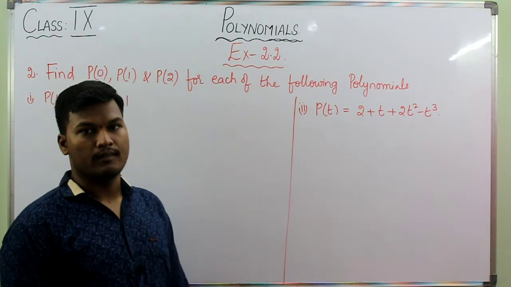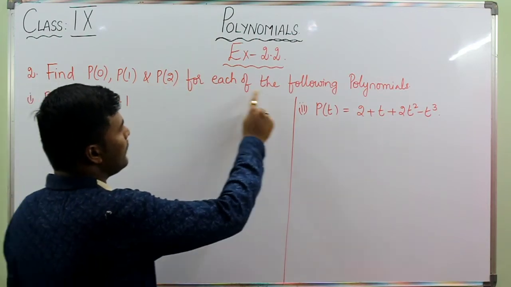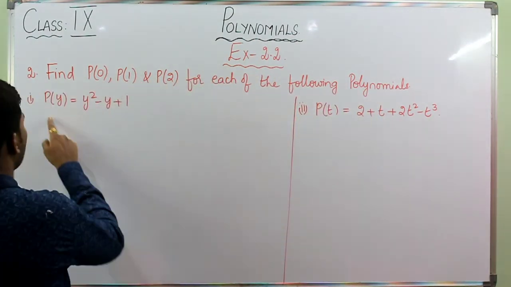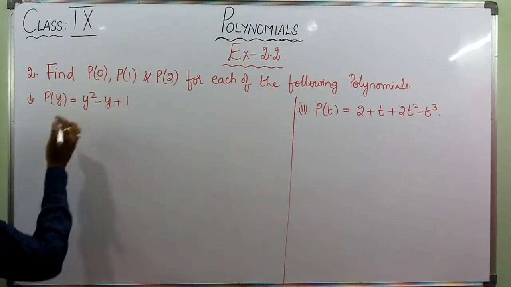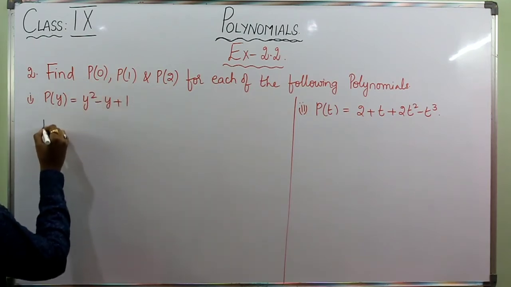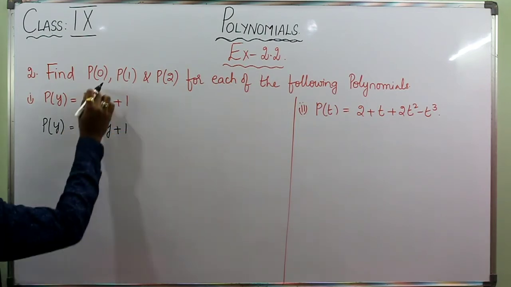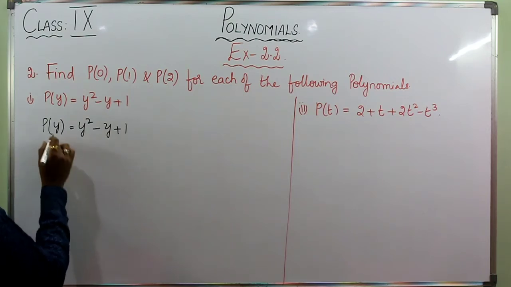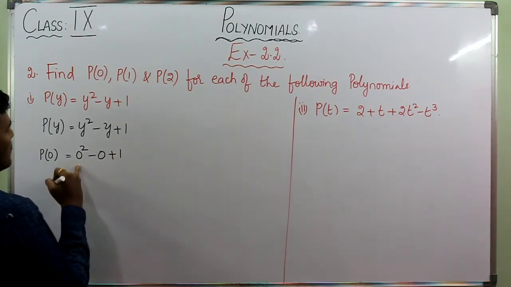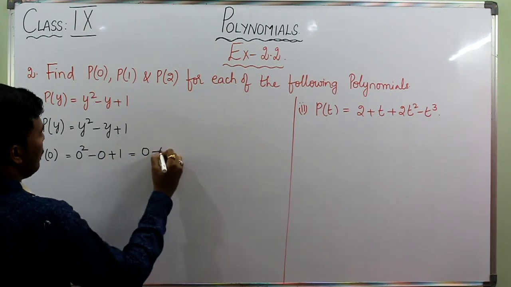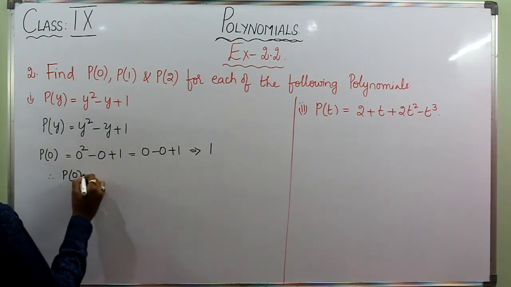Now the second question: find p of 0, p of 1 and p of 2 for each of the following polynomials. The first one is p of y is equal to y square minus y plus 1. So we have to find p of 0. P of y is equal to y square minus y plus 1. First is p of 0, so replace the y value with 0. Then it will become 0 square minus 0 plus 1. 0 square is 0, minus 0 plus 1. So the answer is 1. Therefore p of 0 is equal to 1.